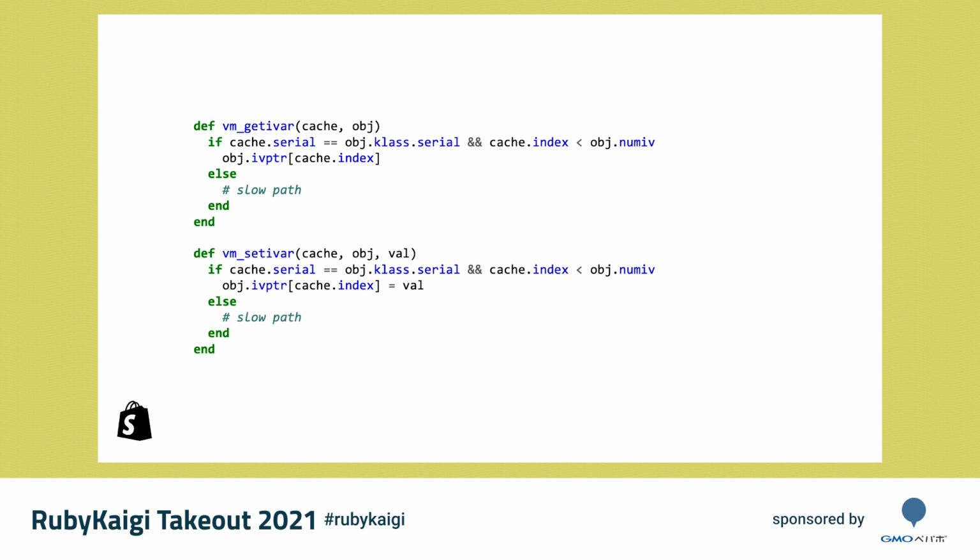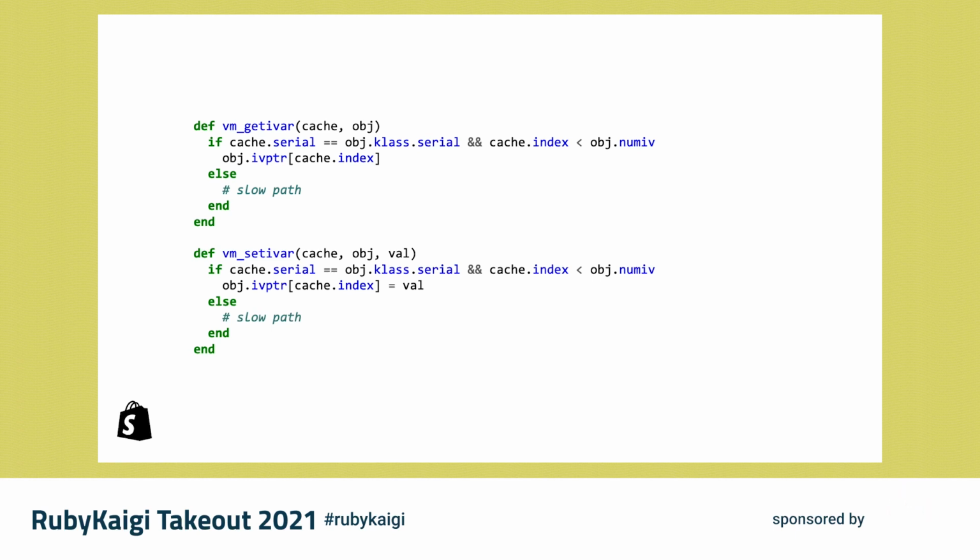We can also think of this in terms of pseudo Ruby code, if that helps us to understand. So to get an IVAR, we have a cache which is passed by the interpreter, and we have the receiving object that contains the instance variable. We check that the cache's serial number is the same as the object's actual serial number at the moment, and we check that the expected number of instance variables is less than the number that it has. And then we can go ahead and read it. Otherwise we use a slow path.